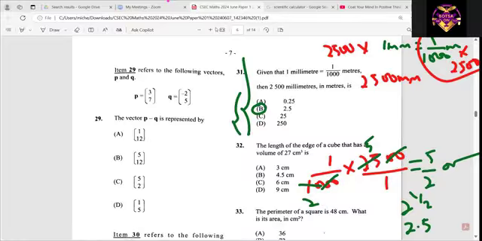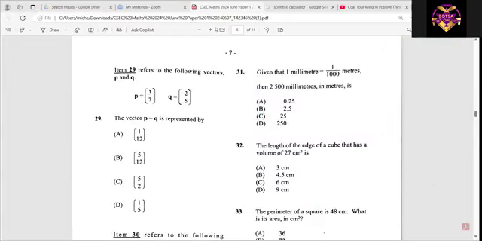When you're converting one metric measurement to another, it's always between multiplication and division. All right. So that's all to know. There's no addition or subtraction in this. It's either multiplication or division.